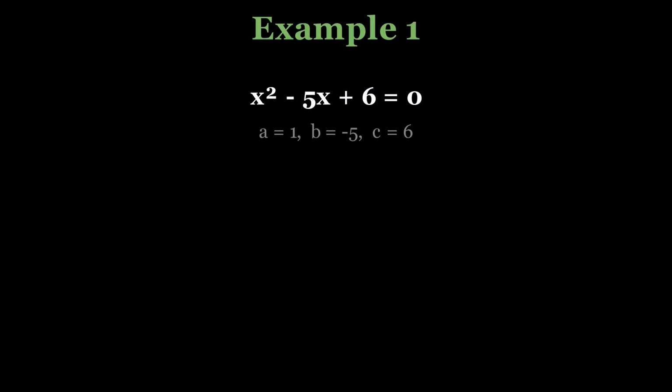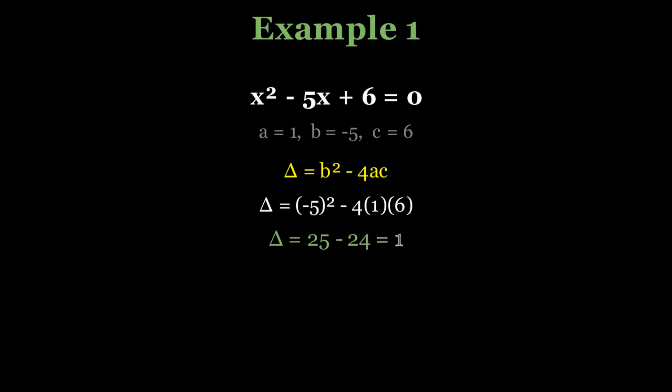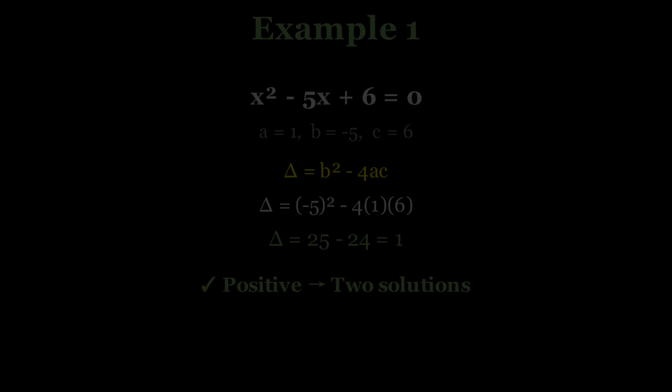Let's work through 3 more examples. Example 1: x squared minus 5x plus 6 equals 0. a equals 1, b equals negative 5, and c equals 6. Substitute into delta equals b squared minus 4ac. Negative 5 squared minus 4 times 1 times 6. 25 minus 24 equals 1. Positive. 2 solutions.